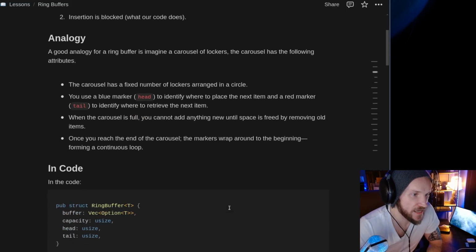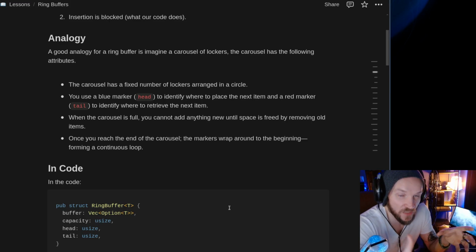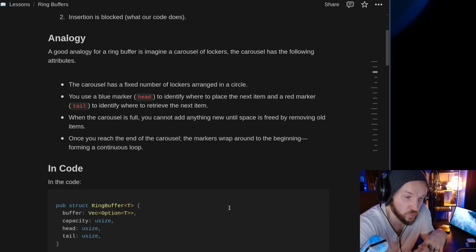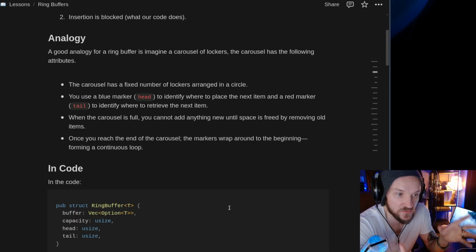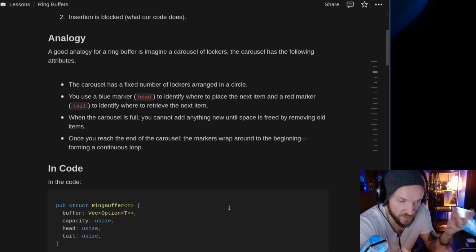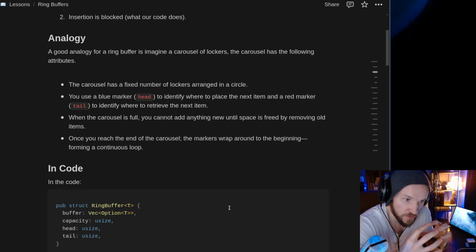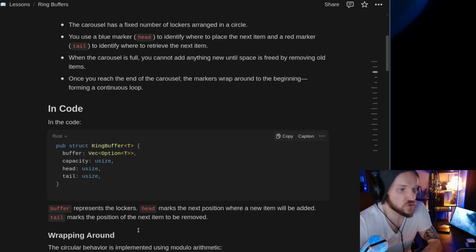A good analogy for ring buffers is a carousel of lockers. The carousel has a fixed number of lockers, and they're arranged in a circle. We take a blue marker to identify the head. This is the locker where we insert the next item. And then we have a red marker, the tail, to identify where to retrieve the next item. When the carousel's full, you can't add anything until space is freed by removing old items. And once you reach the end of the carousel, the marker wraps around to the beginning, forming a continuous loop.